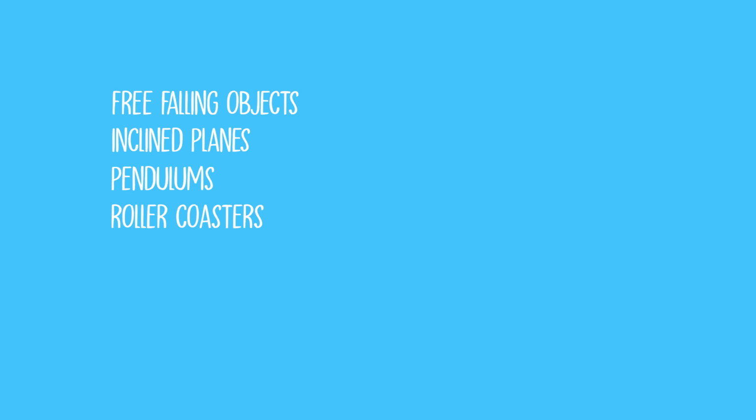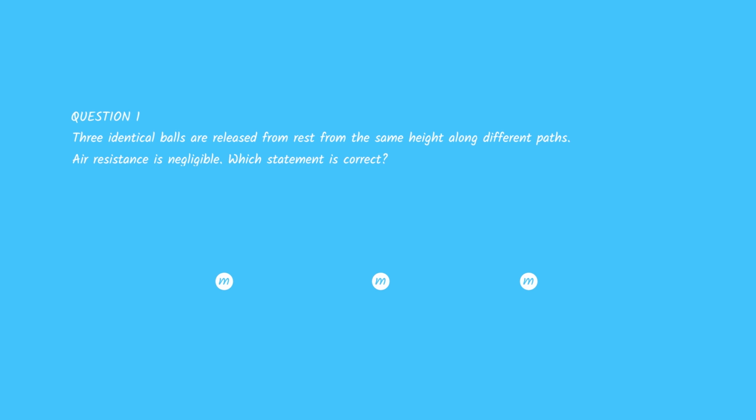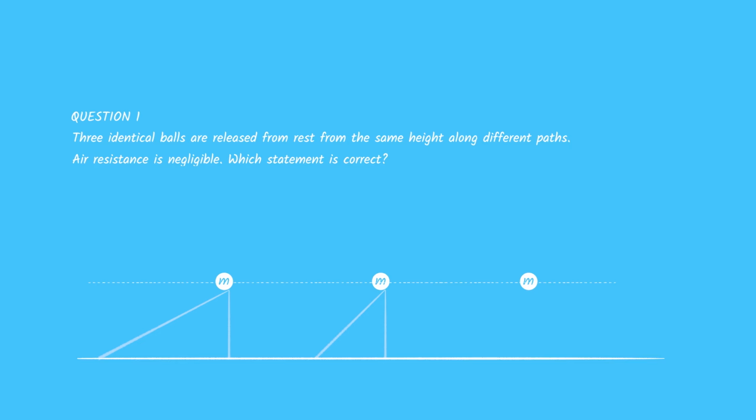So far, we've covered the most common examples. Now it's time to test your understanding with a few conceptual questions. Some of them may look easy at first, but be careful. Question 1. 3 identical balls are released from rest from the same height along different paths. Air resistance is negligible. Which statement is correct?